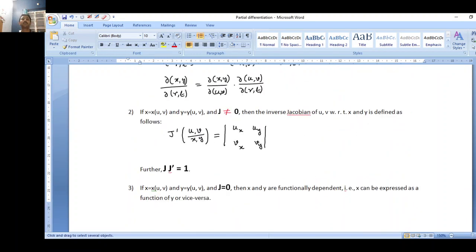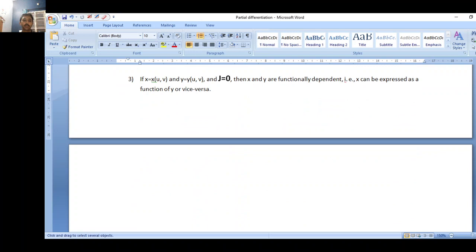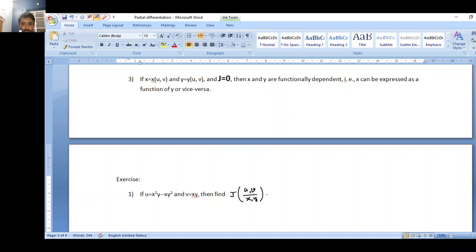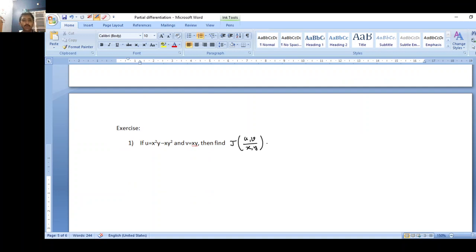Now based on all these things, we will see how to work out a few problems. To begin with, we will take up a very simple problem. If u equals x square y minus x y square and v equals xy, then find J of u, v with respect to x, y. A very simple question which could be easily asked for 2 marks in the examination.